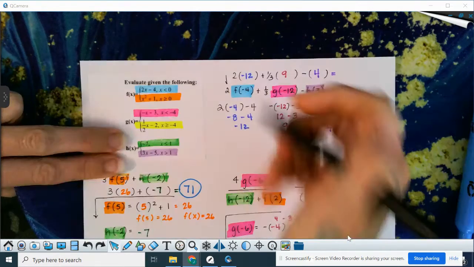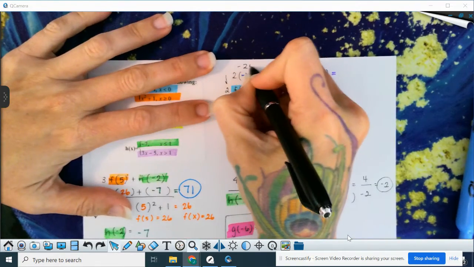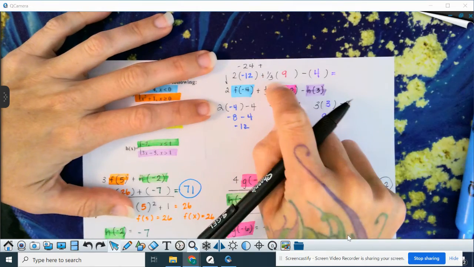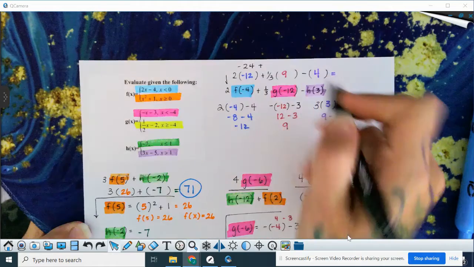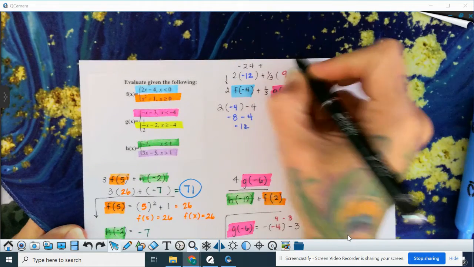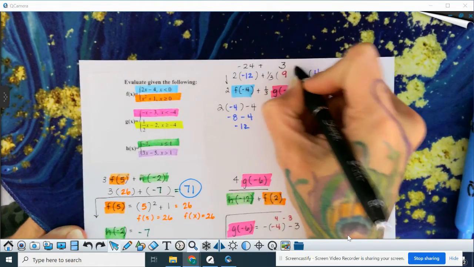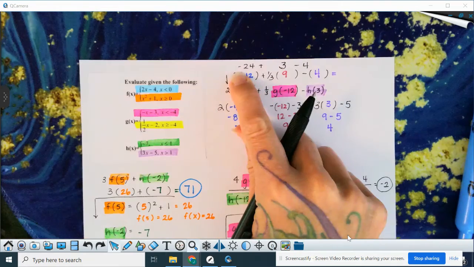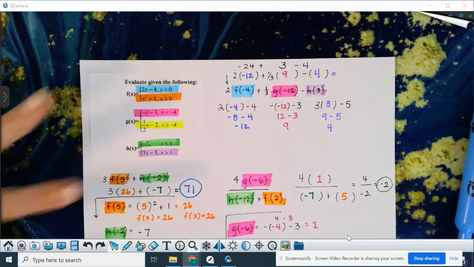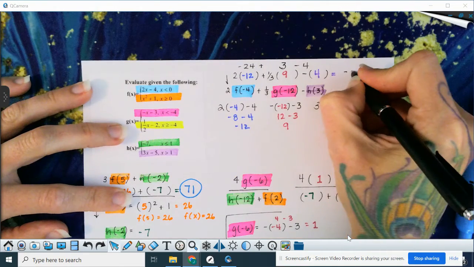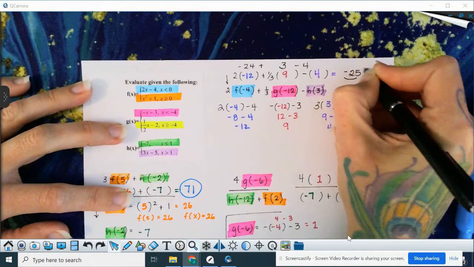So 2 times a negative 12 is going to give me a negative 24, plus 1/3 of 9. Remember, multiplying by 1/3 is the same as dividing by 3. So 9 divided by 3 is going to give me 3, then minus 4. So negative 24 plus 3 is going to give us a negative 21. Minus 4 will give me a negative 25.